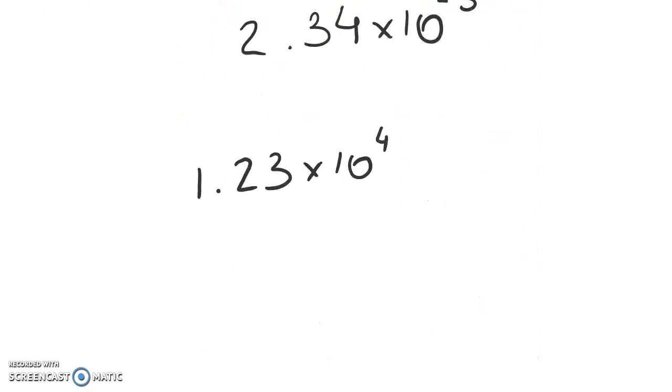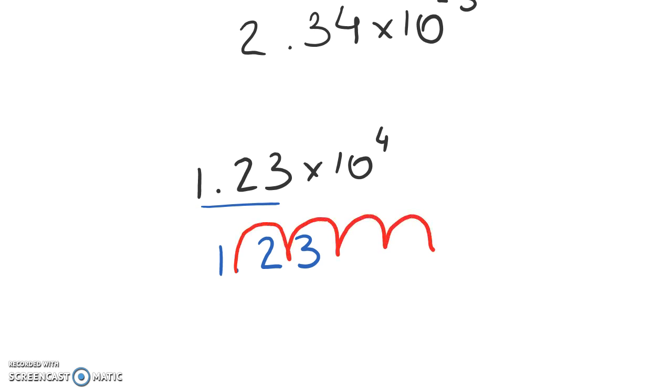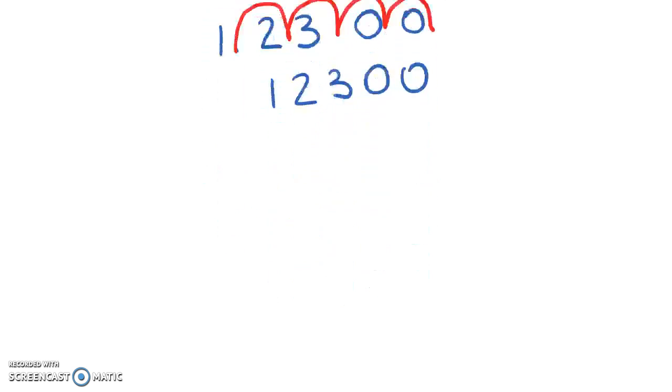Okay, so if we're going backwards, shifting our decimal place right, let's start by writing down our number over here. We have 1.23. Shifting our decimal place, go 1, 2, 3, 4 places. We write in some zeros under our lovely arches there, and we get 1, 2, 3, 0, 0. Let's try another one.